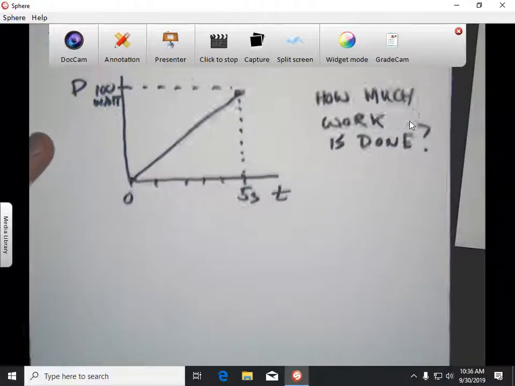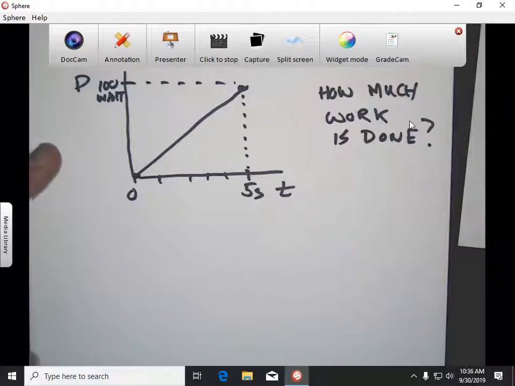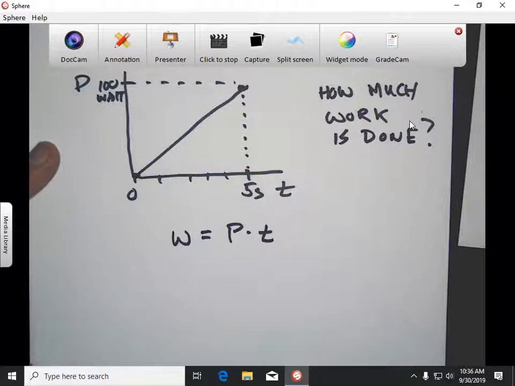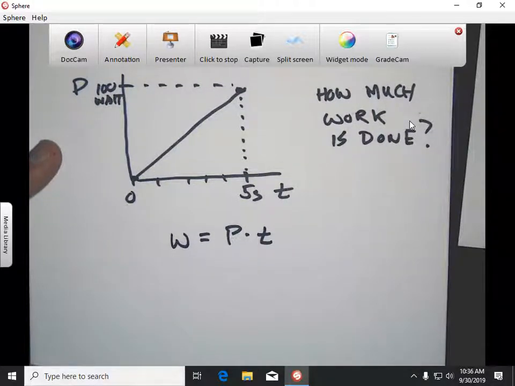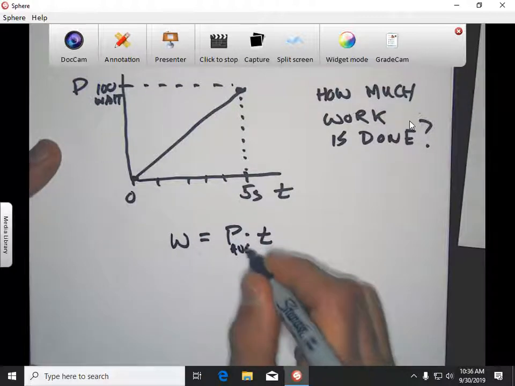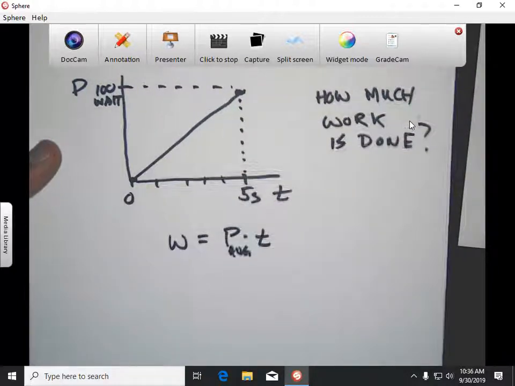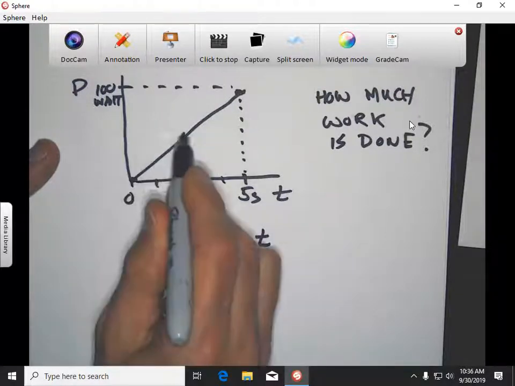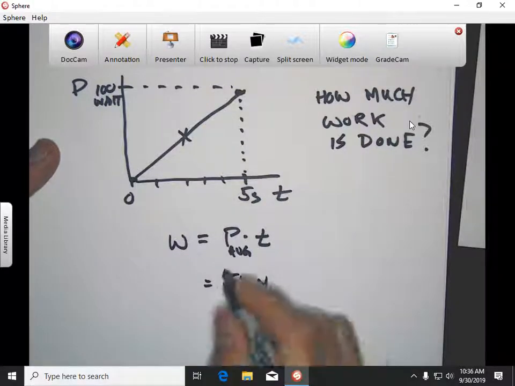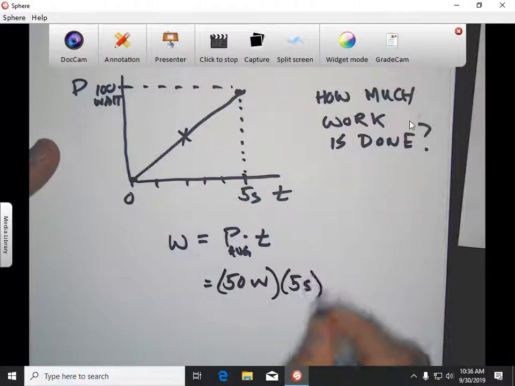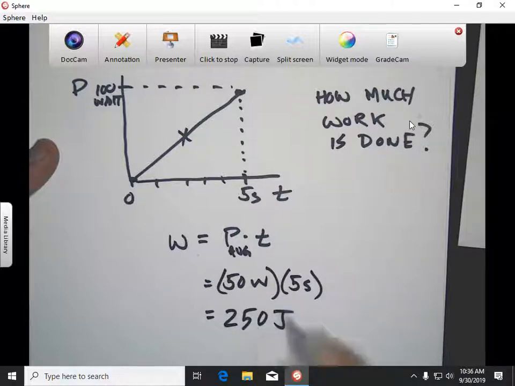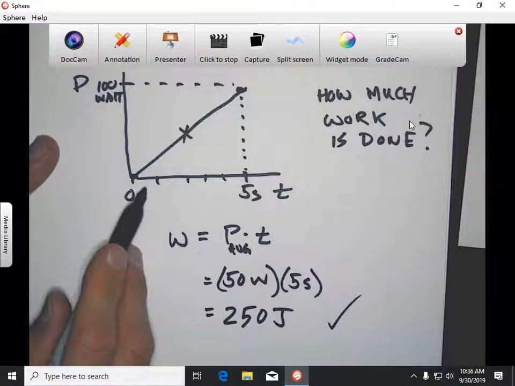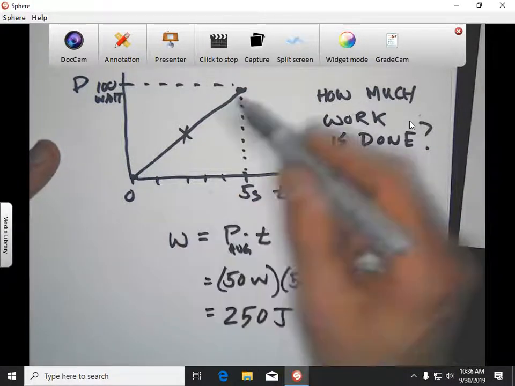Now, if you want to do this algebraically, you can. You just have to be careful. Work is equal to power times time, but you would want to use the average power in this case, because this power is changing. And so my average power in this case is 50 watts, right? Because 50 is right here on the graph. And so if I take 50 watts times 5 seconds, you can see I'm doing 250 joules of work. Notice that that's half as much work as I did before, because my power takes 5 seconds to get up to 100 watts.